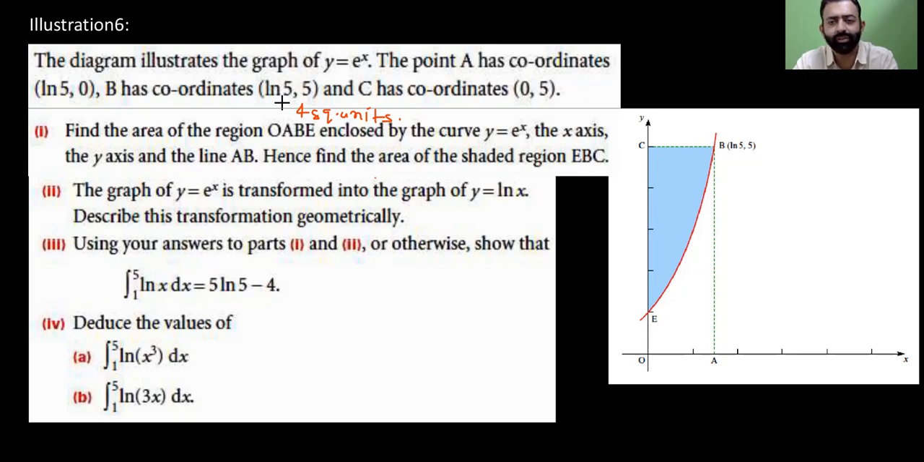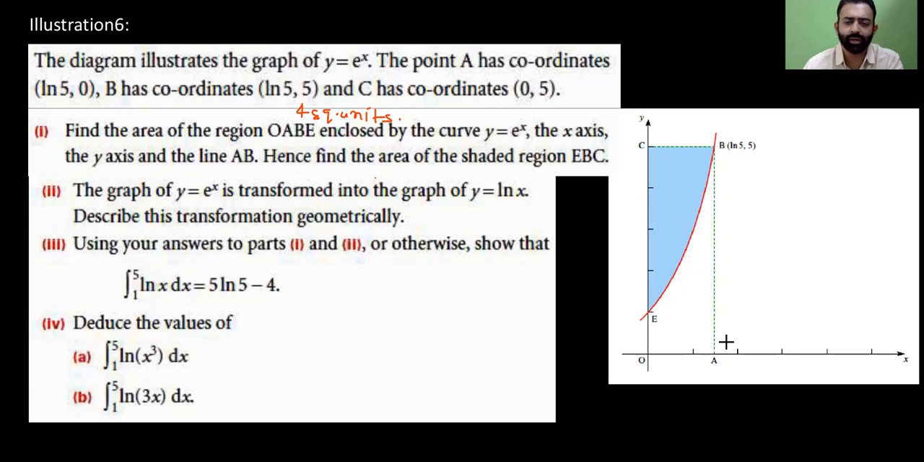Both the functions are inverse of each other, right? So how you can describe this is that, since we have to describe both the functions geometrically, the graph of y equal to ln x will be the reflection of the given function e raised to power x in the line y is equal to x.